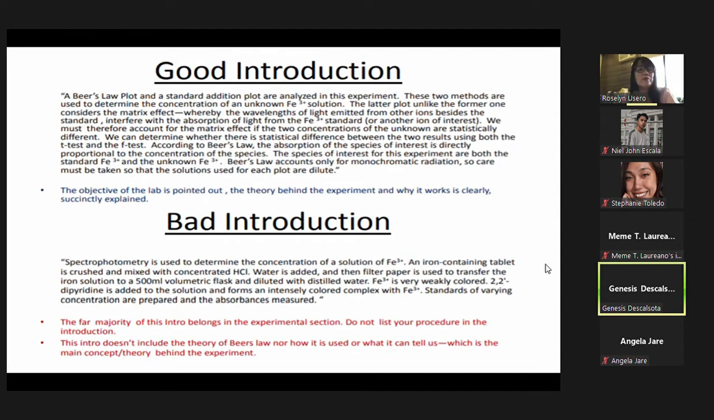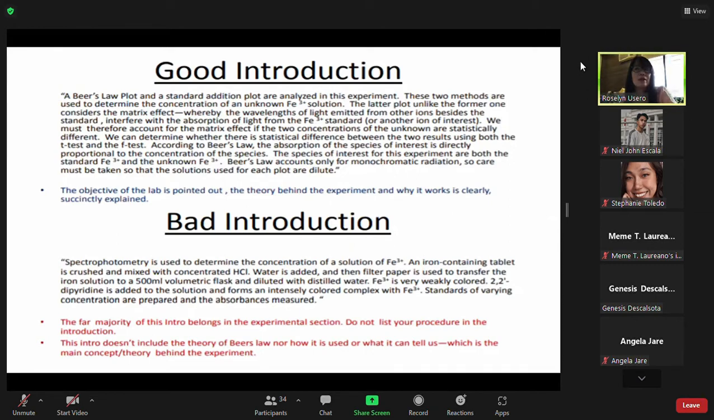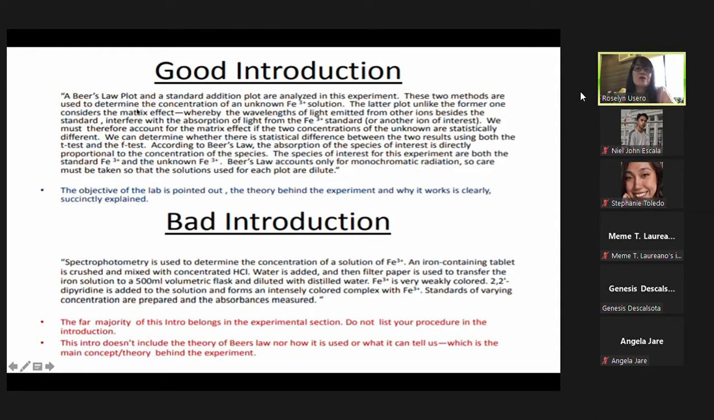So I hope you have also read this one. Like for example, a good introduction. A Beer's law plot, magaling ang Beer's law. So this implies that you have done, ito lang graph to ginpakita ko sa inyo with calibration graph nga may standard. So it's Beer's law. So a Beer's law plot and a standard addition plot are analyzed in this experiment. So these two methods are used to determine the concentration of a known solution. The latter plot, unlike the former one, considers the matrix effects.